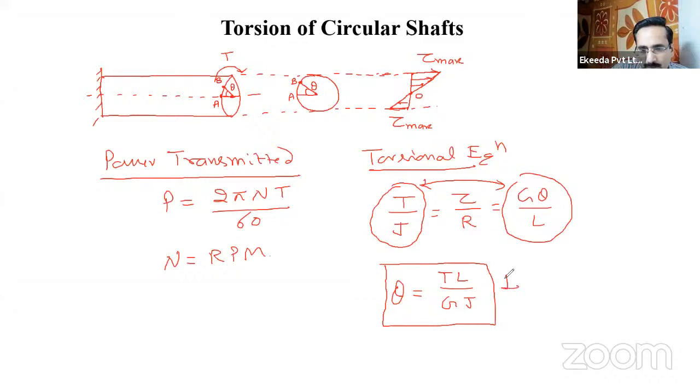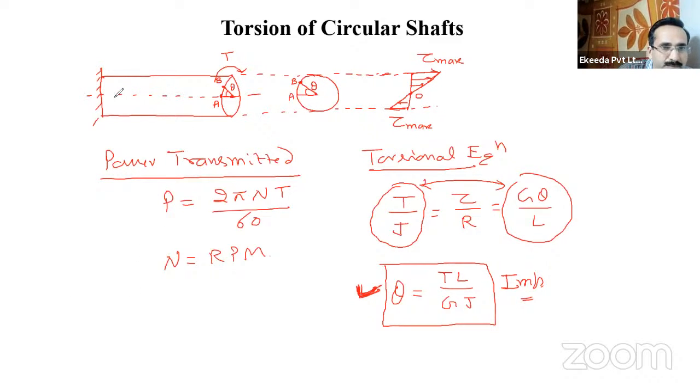That theta will be given by TL upon GJ. This is very important. This is called angle of twist, right? So you have to remember this formula. This will be used widely in our numericals, right? So power is 2 pi N T upon 60. Angle of twist is TL upon GJ.